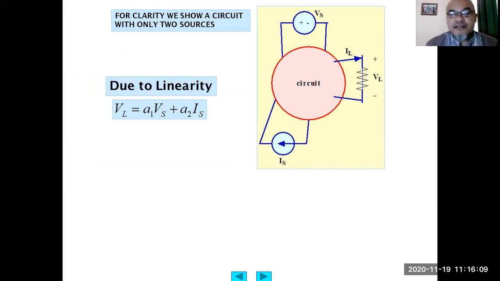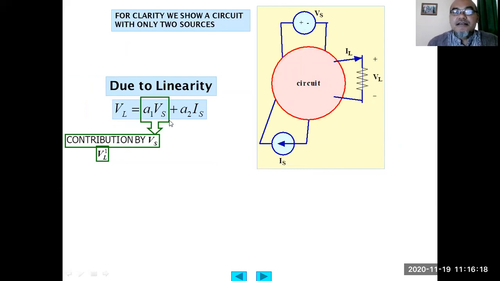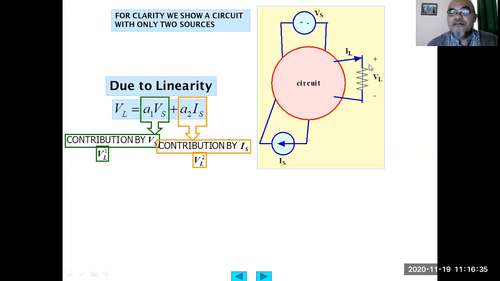Due to the linearity, the voltage at this load will equal A1 times Vs plus A2 times Is. A1 Vs is the voltage at this resistor contributed by the independent voltage source Vs. Then A2 Is, or VL2 here, is the voltage at this load resistor contributed by the independent current source Is.